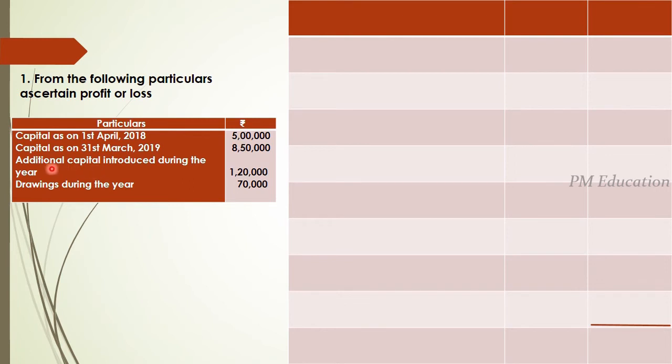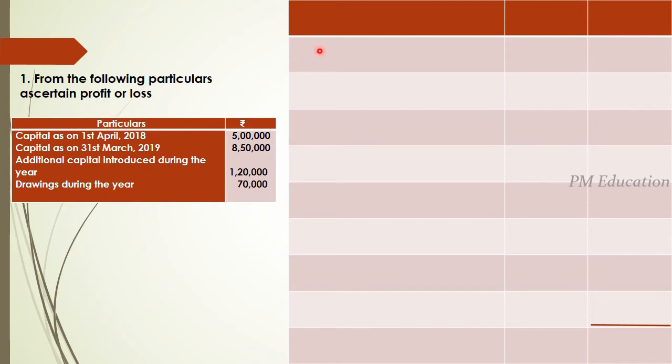Next comes the additional capital. The owner has brought in additional capital during the year, amount rupees 1,20,000. Next, drawings during the year. The owner has taken for his personal use during the year, the amount is 70,000. Now we have to find out whether we earned profit or loss.